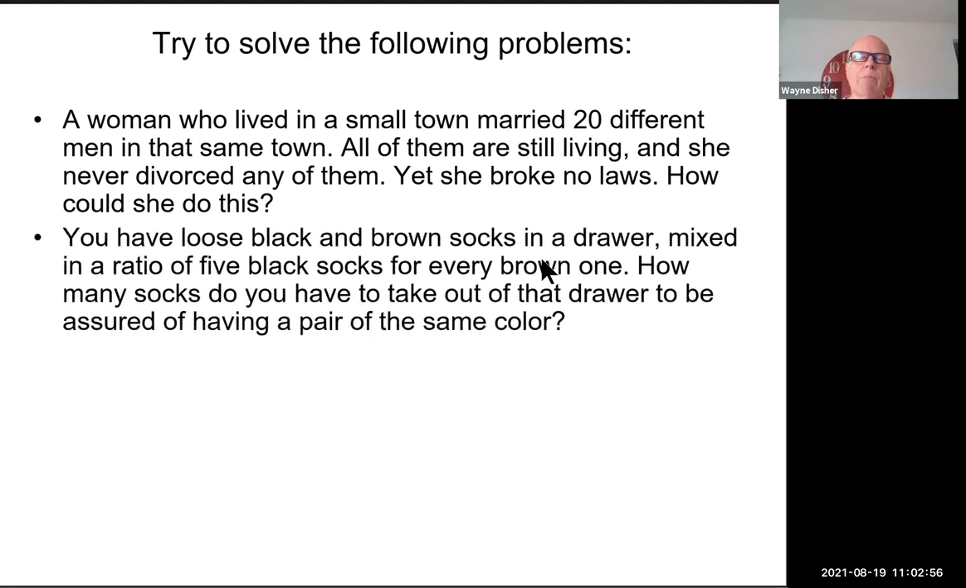You have loose black and brown socks in a drawer. These socks are mixed in a ratio of 5 black socks for every brown sock. How many socks would you have to pull out of that drawer to be assured of having a pair of the same color? Again, if you want to pause the recording playback and think about this, do so.